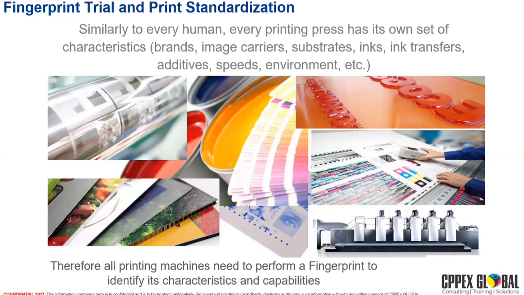Inks: how inks behave during fingerprint trials. Then ink transfer, additives, speeds, what type of additive we are using or need to use during the fingerprint trials, and what should be the environmental conditions during the fingerprint trials as well as your normal production run. Therefore, all printing machines need to perform a fingerprint to identify their characteristics and capabilities. What are the capabilities to produce text, and what is the capability to produce colors? This is very important.